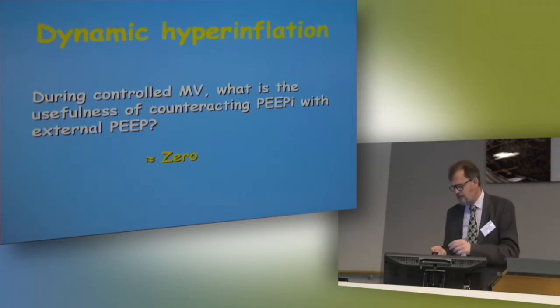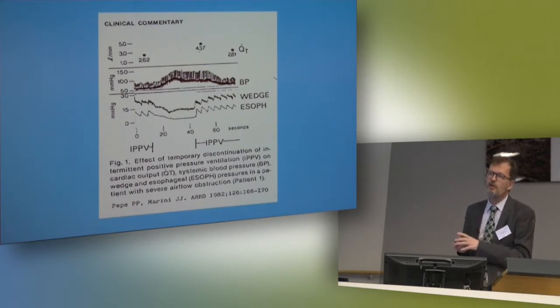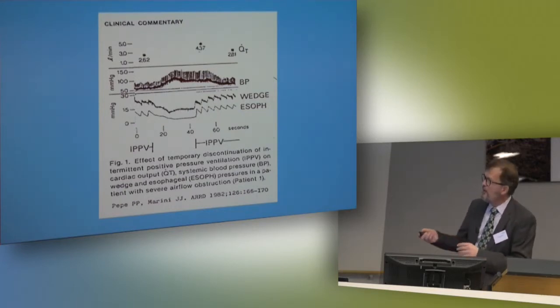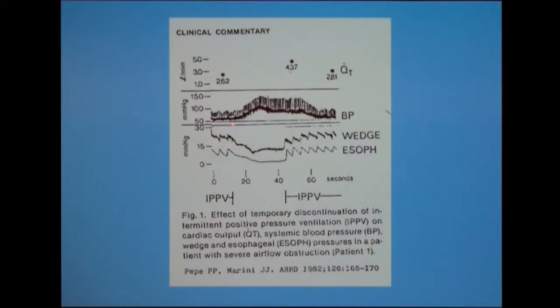So why do we put external PEEP so often? It's because of spontaneous breathing. What matters during controlled ventilation is mostly hyperinflation and hemodynamic effects. This was shown in this beautiful paper from Paul Pepe and John Marini in 1982. This is a case series of 3 patients. This is the most important paper ever published in the field of mechanical ventilation in COPD. No evidence-based medicine meta-analysis will pick up this paper, but this completely changed practice. And what they showed is that when you disconnect the patient from the ventilator, you have an immediate increase in blood pressure and an increase in cardiac output, and this is purely mechanical, explained by the internal pressure.